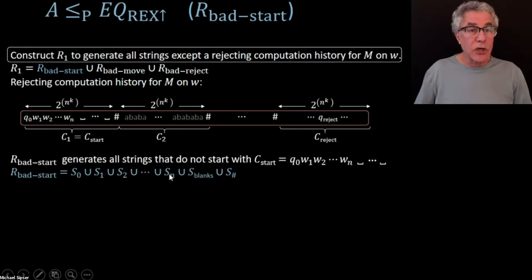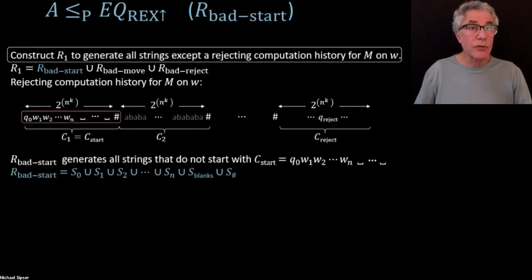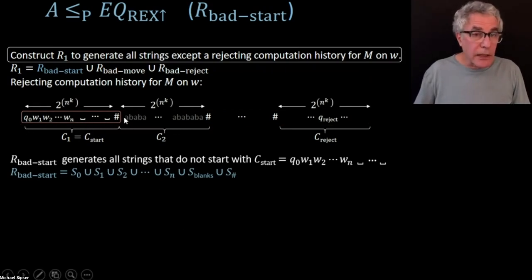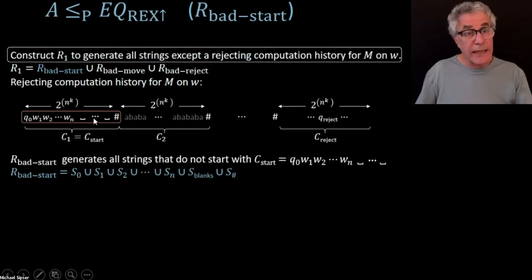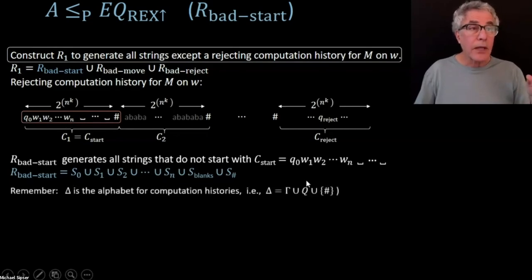Each one of these is going to be about one of those symbols being wrong in some particular place. So I'm going to show you what those look like. Right now, I'm going to focus on describing all strings except for this one, and then all strings that start with something except for this one. Just remember, delta is the alphabet for the computation histories.